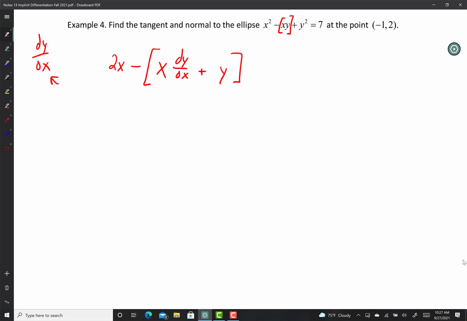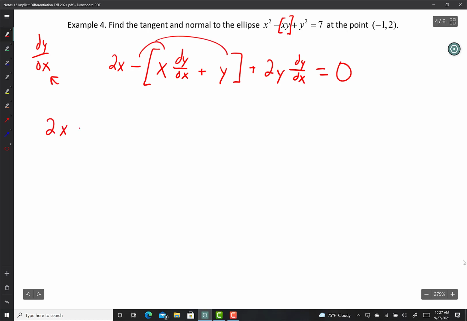Close my bracket. If you wanted to group the negative with the x, that's fine. You don't have to distribute. Plus, what's the derivative of y squared? 2y dy/dx. If it's not an x, put dy/dx. Equals, what's the derivative of 7? 0. You are done with calculus. The rest is algebra, guys. So here it is. 2x, I'm distributing the negative, minus x dy/dx, minus y, plus 2y dy/dx, equals 0.